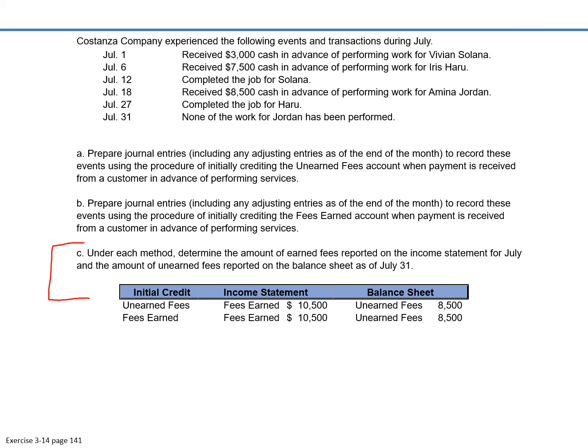The point being, it doesn't matter which way you record your initial transactions, as long as you're making the true up journal entries or the adjusting entries, you're going to get to the same place at the end of the day. And that's the point they're trying to make. Okay?